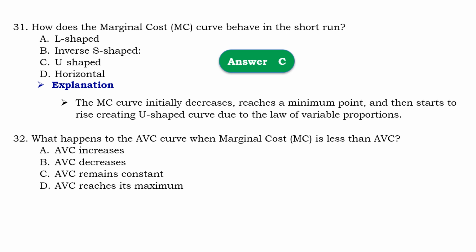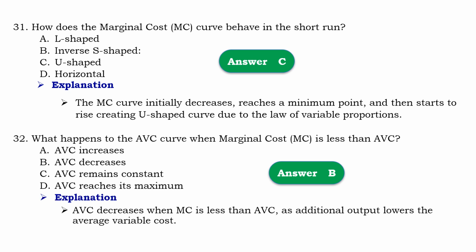Question number 32. What happens to the average variable cost curve when marginal cost is less than average variable cost? That should be B, average variable cost decreases. It means that average variable cost decreases when marginal cost is less than average variable cost, as additional input lowers the average variable cost.